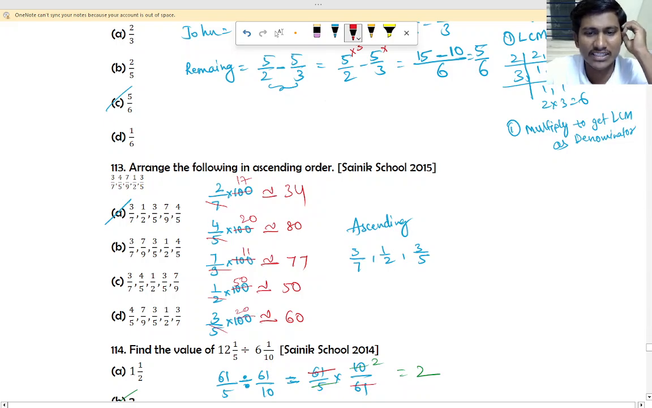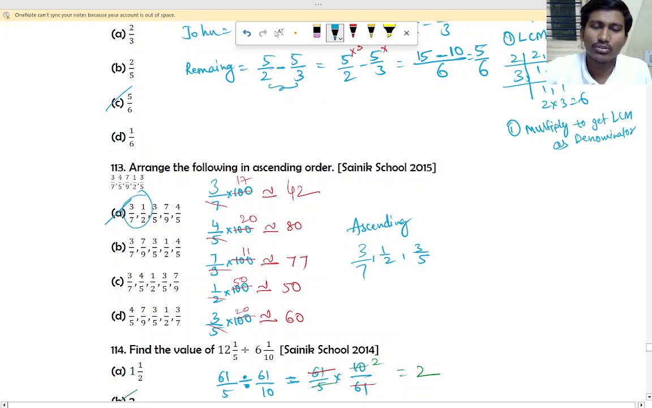So this will be 60. The smaller is this one. In ascending order we have to write the smaller first. Right? So which is the smaller one? It is 3 by 7, not 2 by 7. So 3 by 7 means it is 42 only, correct. Sorry, 42 is correct. So 3 by 7 first. And after that, 50 will be next, that is 1 by 2. So 3 by 7, 1 by 2. Which option has 3 by 7, 1 by 2? Option A is the answer. Okay now? Got it?